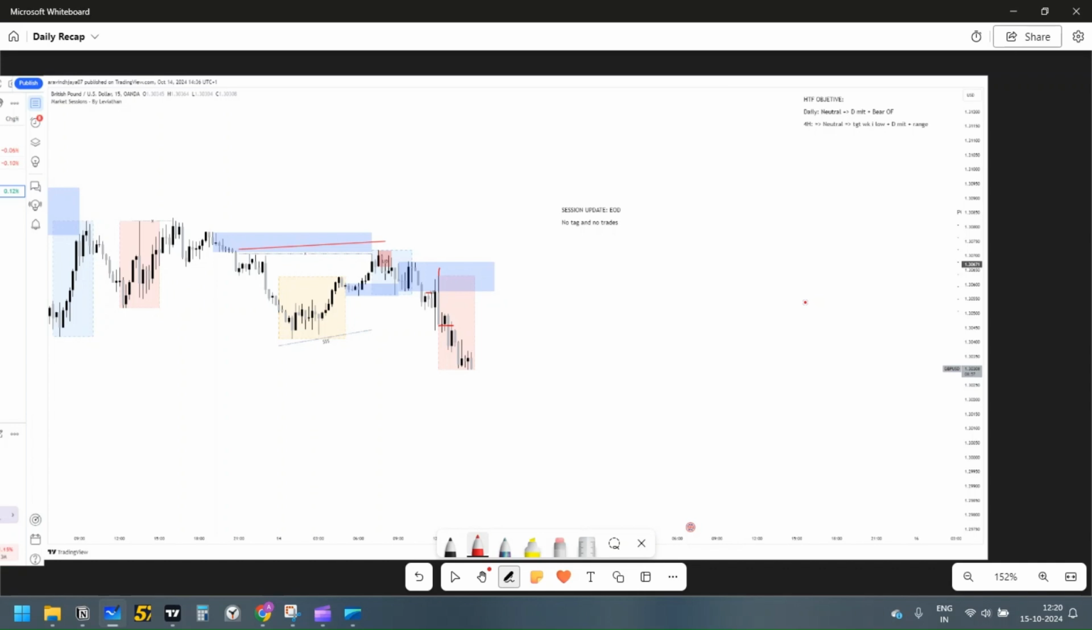So that's it from today's recap. To give you a summary, there are no trades on both EU as well as DU because there were no tags, but the analysis was good and price just took the liquidity pool that I mentioned in the pre-session analysis.